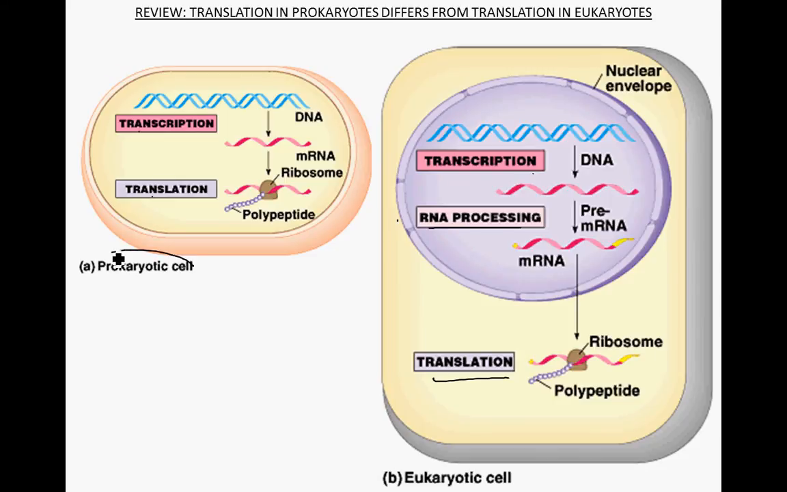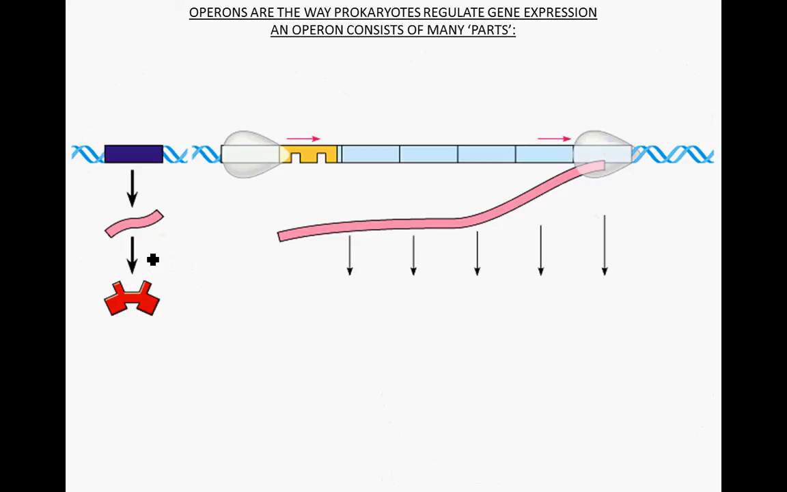Here we're talking about how prokaryotes are going to be regulating the expression of their genes, that is, via an operon model. So an operon is one way prokaryotes regulate gene expression. It's the most common way, one that you are responsible for being able to describe and explain. So there are some parts to this operon.